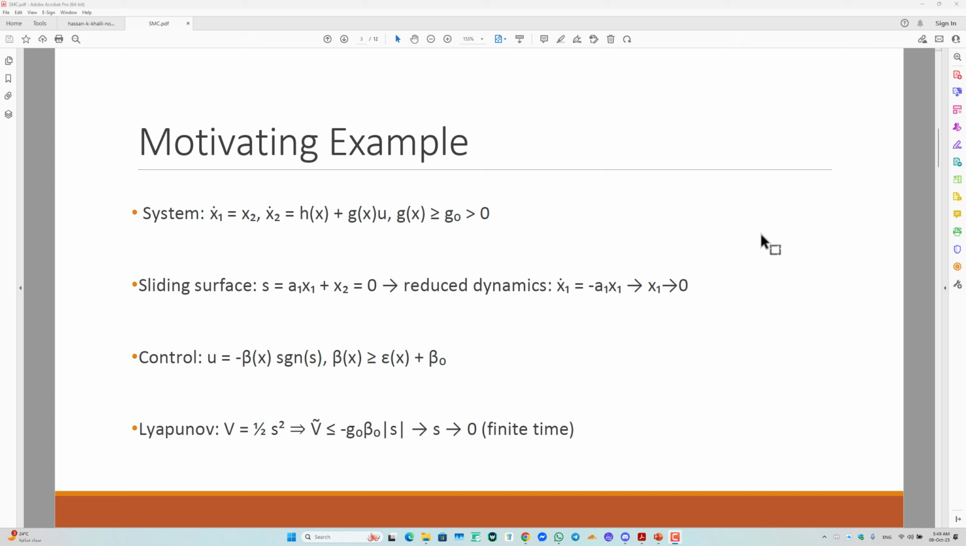And afterwards, we will use this candidate Lyapunov function, V of s equals half s squared, and we get V dot equals minus g naught beta naught times the absolute value of s, which shows that s of t reaches 0 in finite time. This simple motivating example illustrates the two-step idea of sliding mode control: we first drive the trajectory to the surface and let it slide along it.